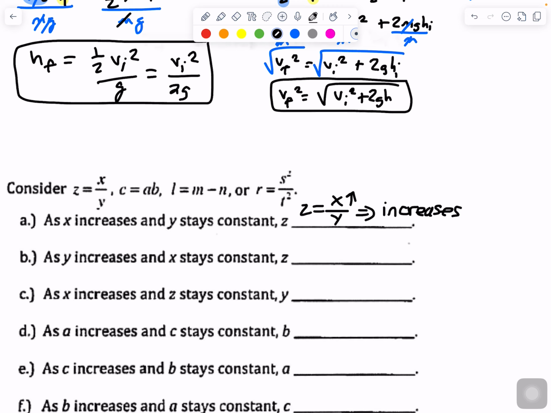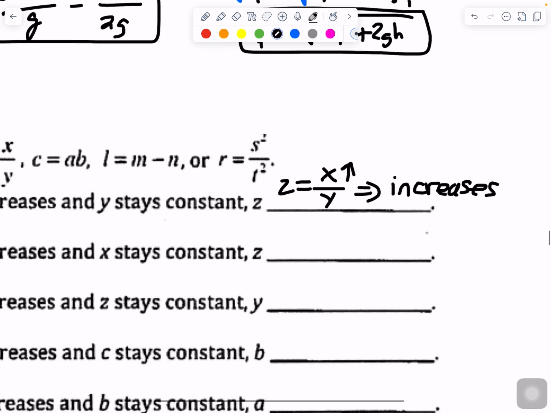Okay, now what if y increases and x stays the same? So here's our function. This time the denominator increases, but the numerator stays the same. Well, if the denominator gets bigger, that means the whole fraction gets smaller, so z would decrease.